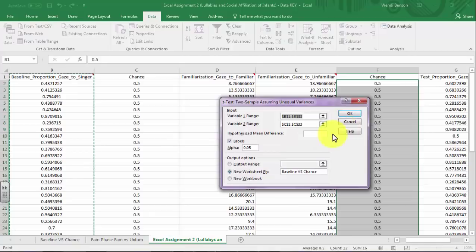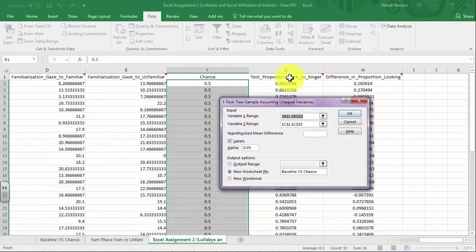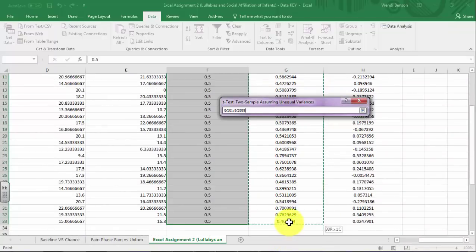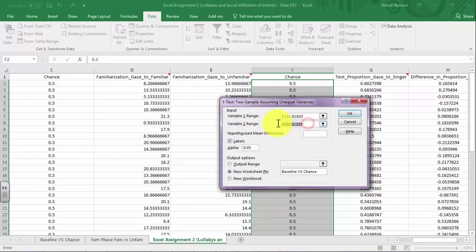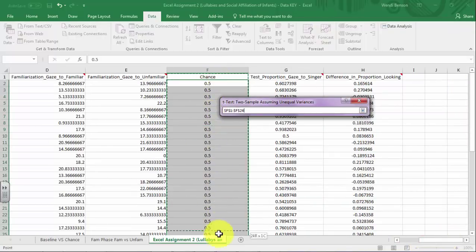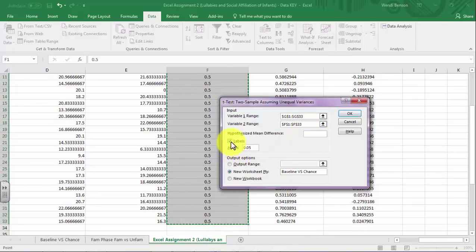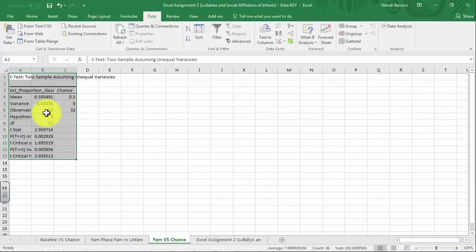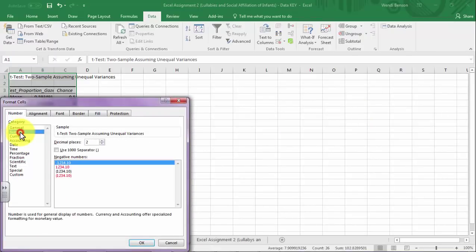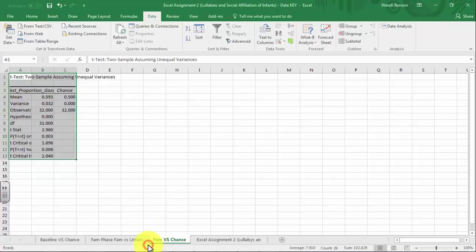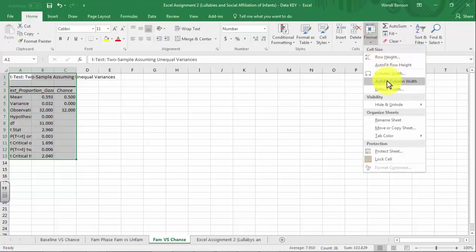Click OK. This time we are going to highlight the test proportion gaze to singer. So what percentage of the time did they look at the lady who sang them the familiar lullaby versus, I guess we could just use that chance as well, but I like to make things more complicated apparently. Let's select this chance right here for the second variable. Make sure labels is selected, alpha 0.05. Now we're going to have a new worksheet that's called Fam versus chance. Click OK. Again, right click, format cells, number, 3 decimal places. OK. Home, format, auto fit column width.